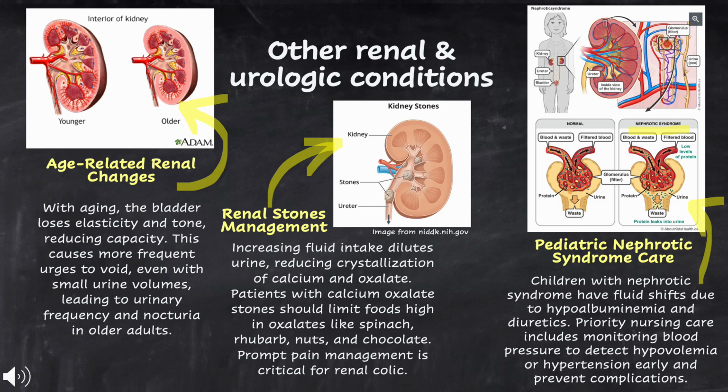edema. A priority nursing consideration for nephrotic syndrome is vigilant monitoring of the child's blood pressure and intravascular volume status. Because of the fluid shifts and use of diuretics, they can be at risk for hypotension, if too much fluid is pulled from the vessels, or hypertension, if excess fluid accumulates or due to steroid side effects. Detecting any significant change in BP early allows the healthcare team to intervene.